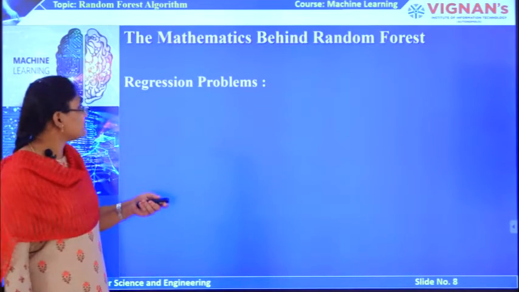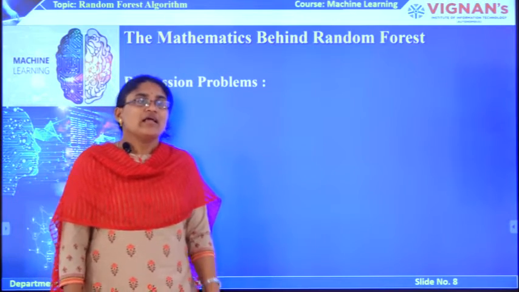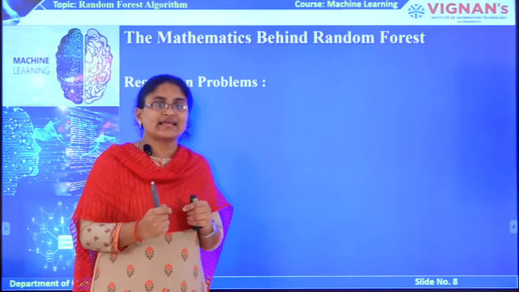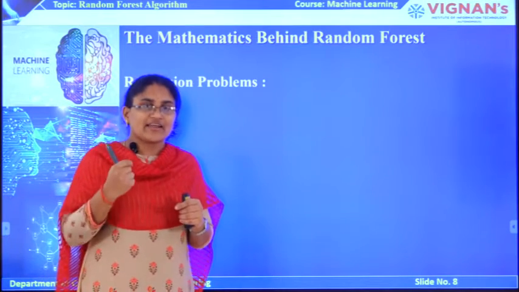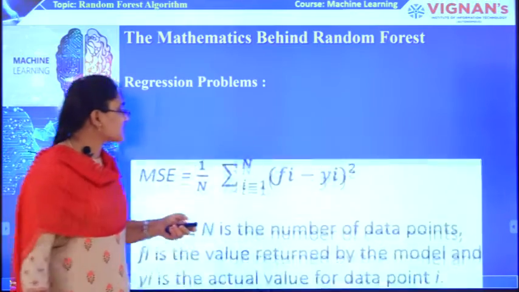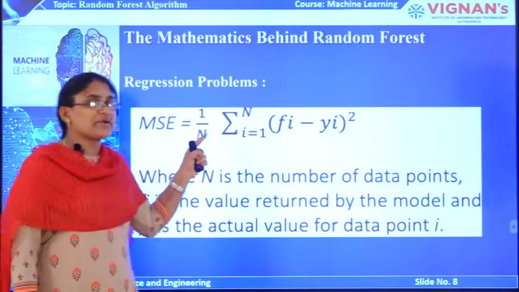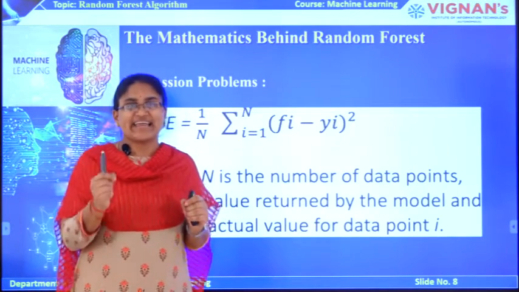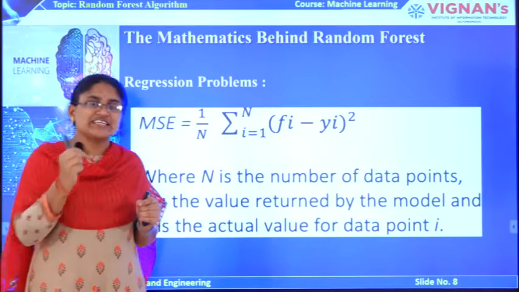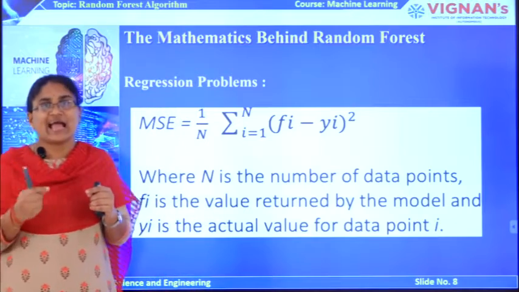Now let's see what is the mathematics behind the random forest algorithm. As we know, the random forest algorithm is used for both regression and classification problems. If we are using the random forest algorithm in regression problems, the random forest will calculate the mean squared error between each node and the predicted correct value of the tree, which decides whether the selected branch node is better for the tree or not.